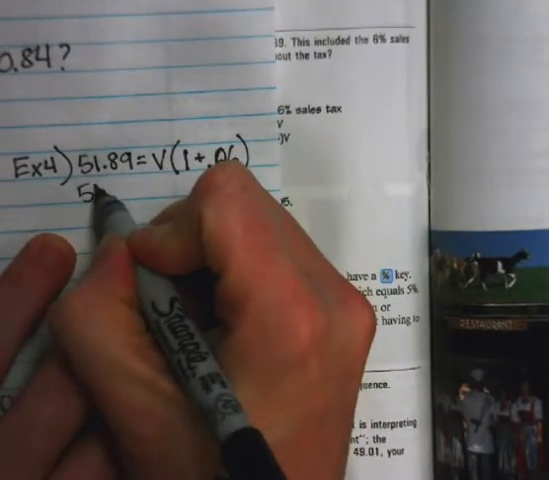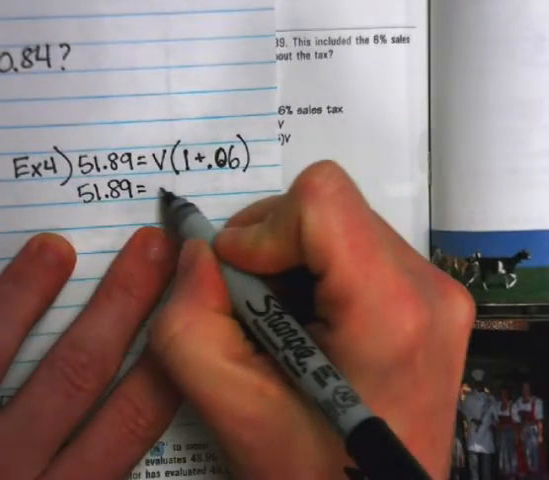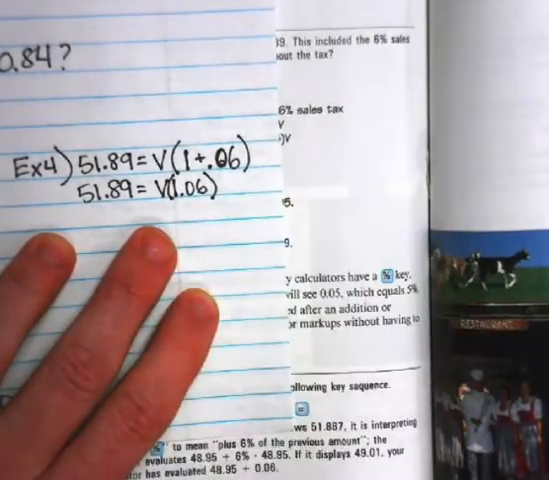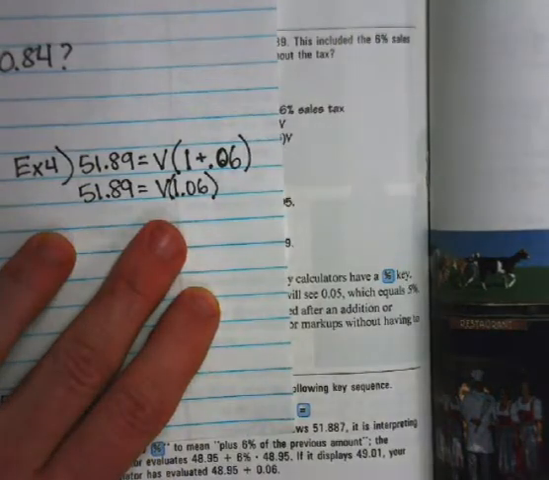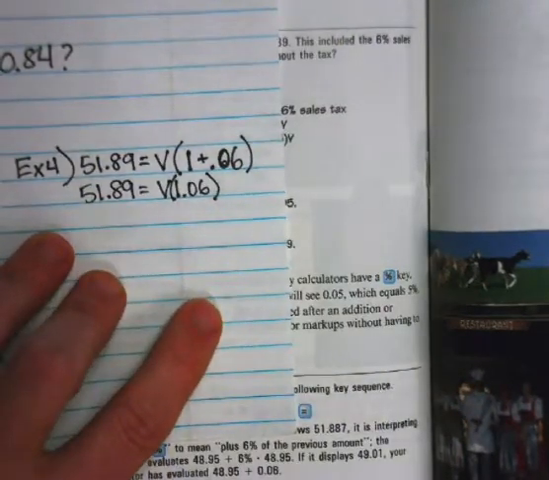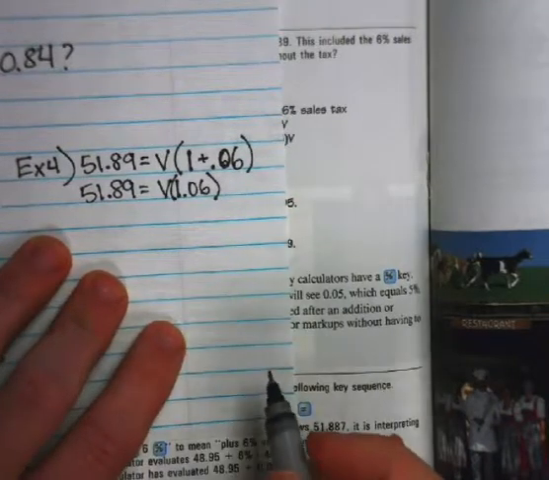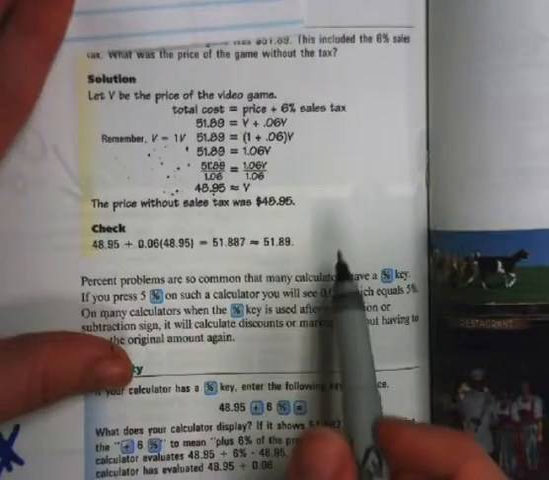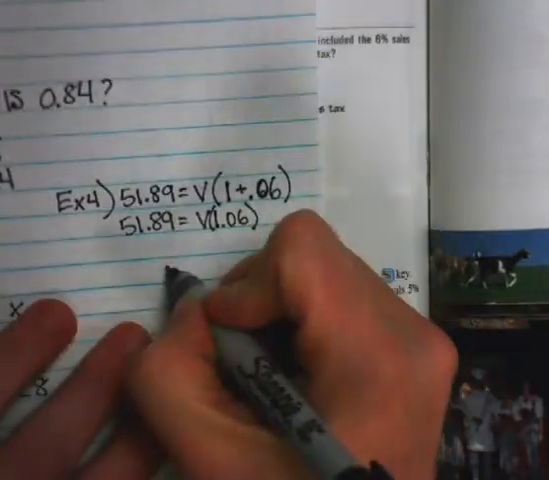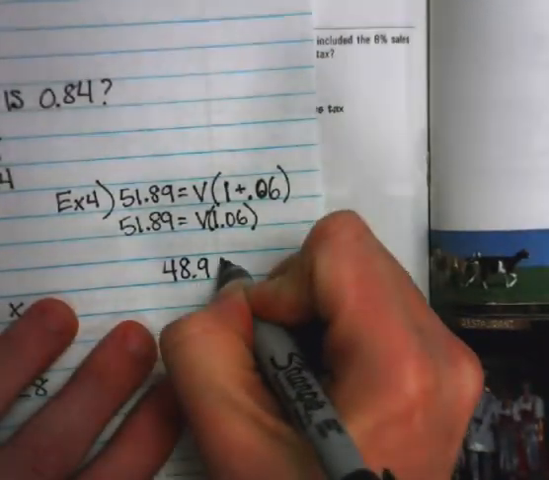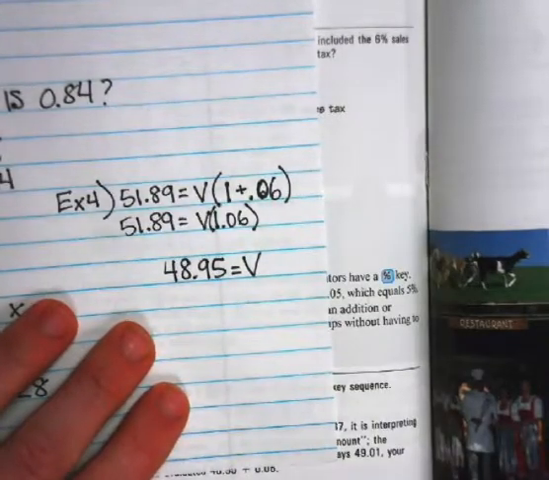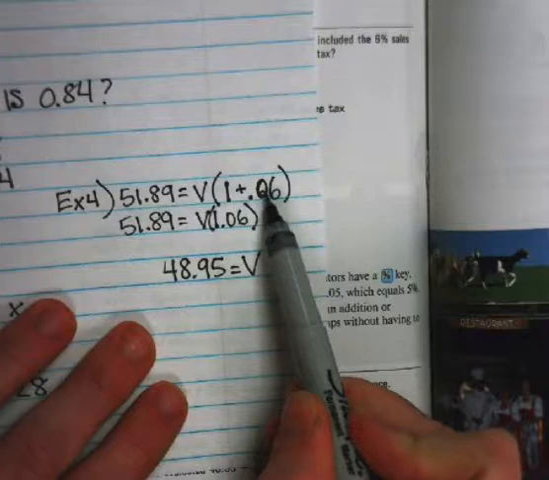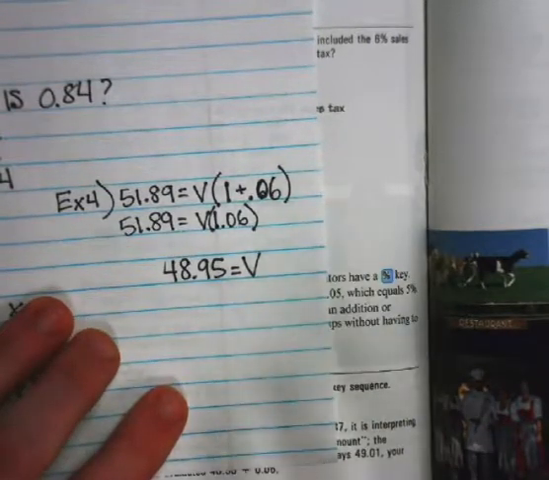So $51.89 is the price times 106%. We can go ahead and divide that. Again, I know solving is not necessarily the issue. We get 48.95. Again, ask yourself, is that reasonable? Would this be the price before? Add 6% sales tax to get 51.89. Yeah, again, that makes sense.